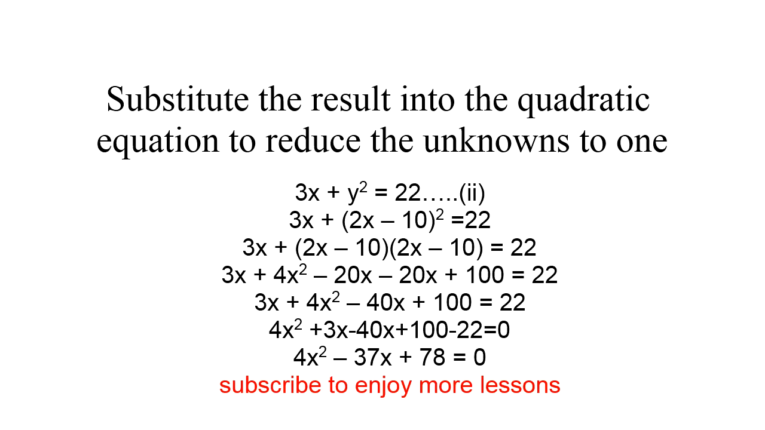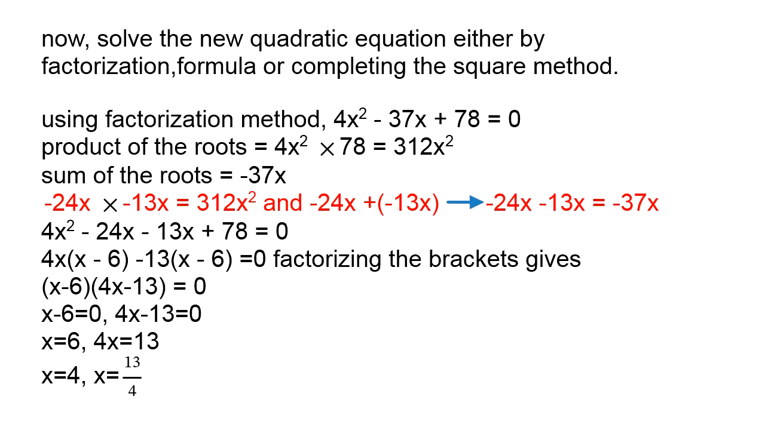Now we are substituting this value of y. That will give us 3x plus (2x minus 10) all squared equals 22. And when you expand that, you are going to have 4x squared minus 37x plus 78 equals 0, our new quadratic equation. Now solve the new quadratic equation by either factorization, formula, or completing the square method.